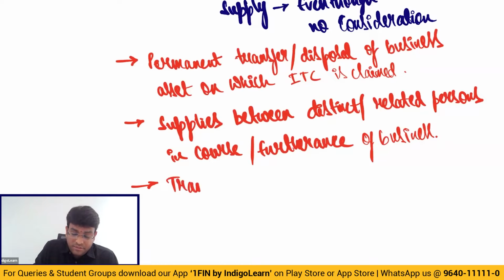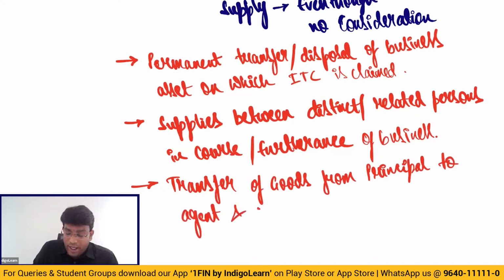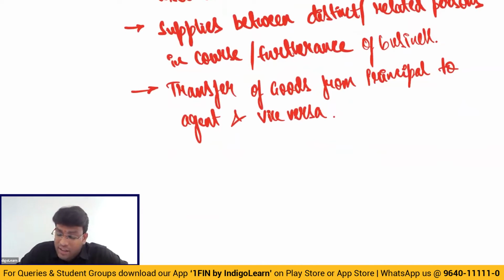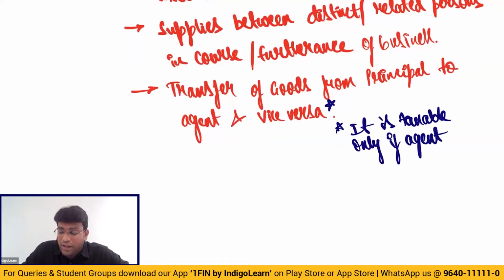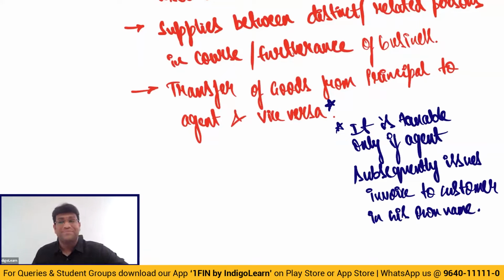Third point, transfer of goods from principal to agent, and vice versa. Nothing but concern or concerning. You would have heard it, my dear friends, principal to agent. But let me tell you an interesting point here, highlight an interesting point. I'll put one star mark. That is, it is taxable only if agent subsequently issues invoice to customer in his own name. In his what name, my dear friends? Own name. That means what I'm trying to tell you is that the transaction between principal to agent is taxable or not depends upon how agent is given to customer.